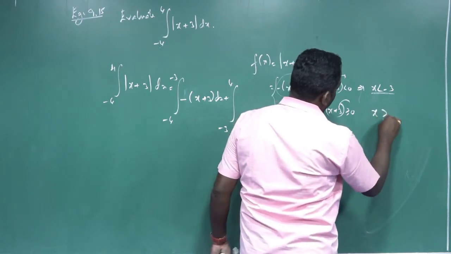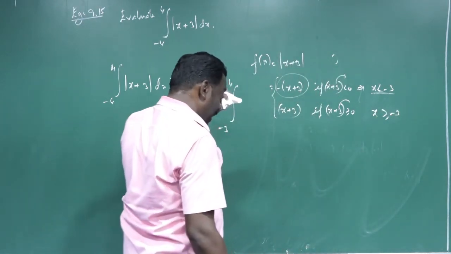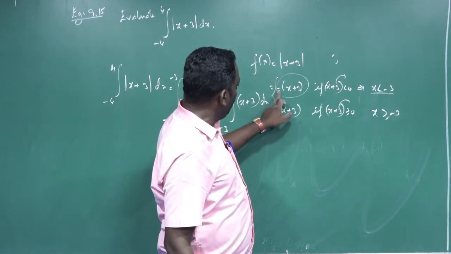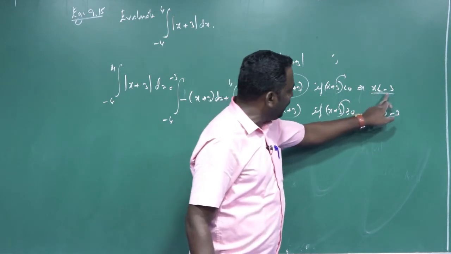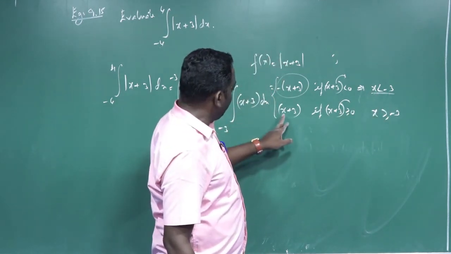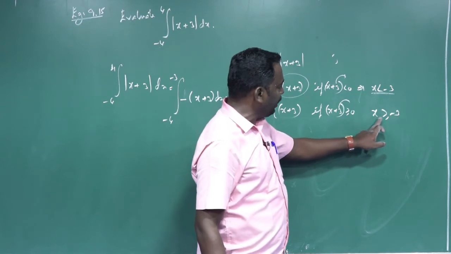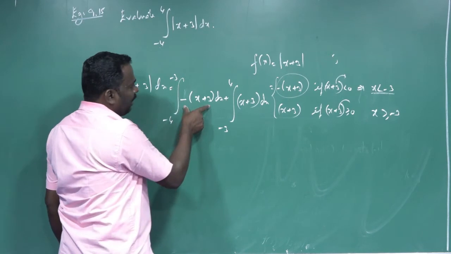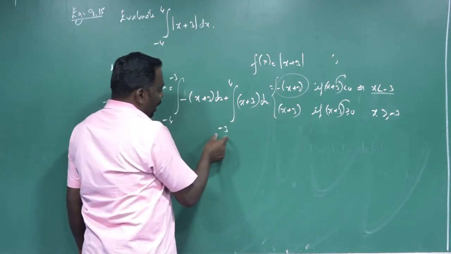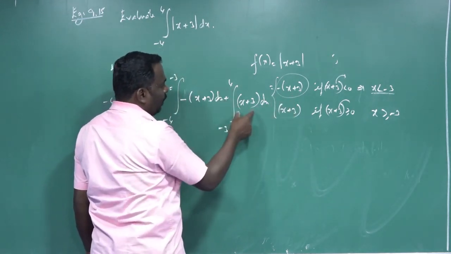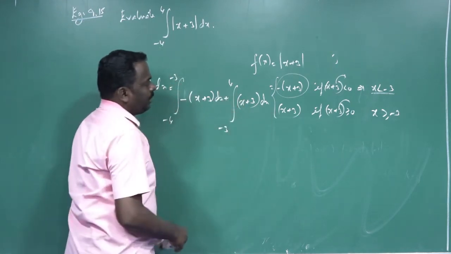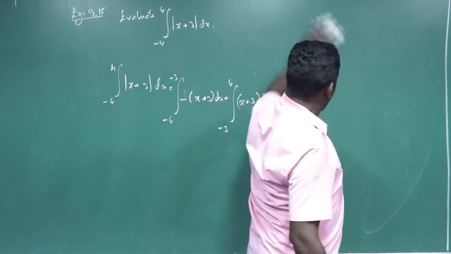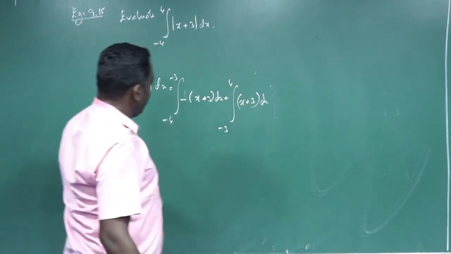For x greater than or equal to minus 3, the function f of x is equal to minus of x plus 3 if x is less than minus 3, and f of x equals x plus 3 if x is greater than or equal to minus 3. Therefore, from minus 4 to minus 3, the function value is minus of x plus 3, and from minus 3 to plus 4, the function value is x plus 3 dx. Now we obtain two intervals depending on the value of x. Now we have to integrate.